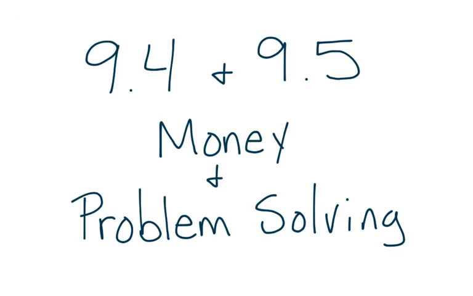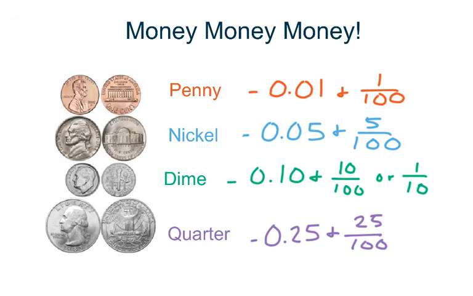Our next lesson focuses on money and problem solving. So let's go ahead and take a look at some coins and how those coins relate to our decimals and fractions. All right, so we have a penny, and a penny is worth 1/100th of a dollar. So we would write it as 1/100th as a decimal and 1/100th as a fraction.